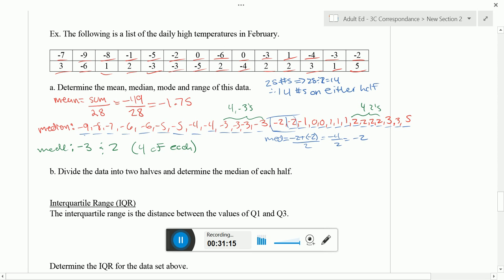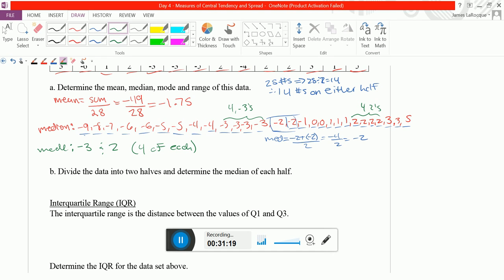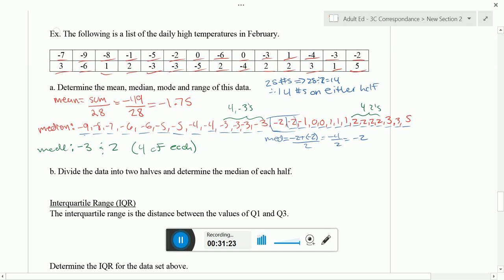Now, what we're going to do is divide the data into 2 halves and determine the median of each half. So for the first half, we know we have 14 numbers on either half. If we take those 14 numbers and divide that by 2, we get 7. So what that means is there are 7 numbers in each quarter.